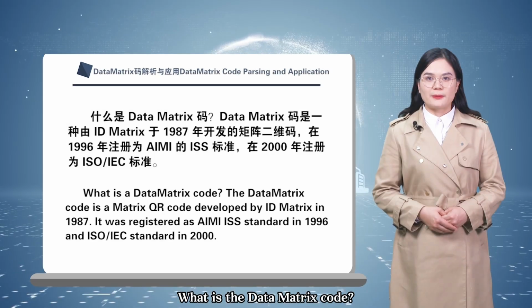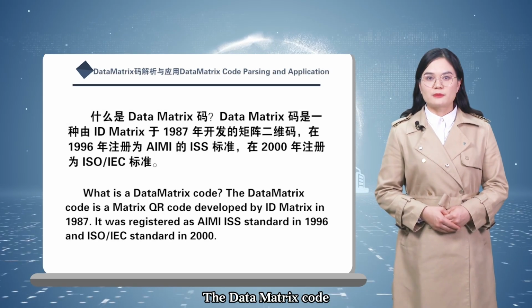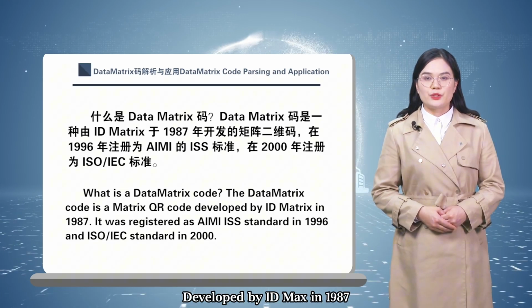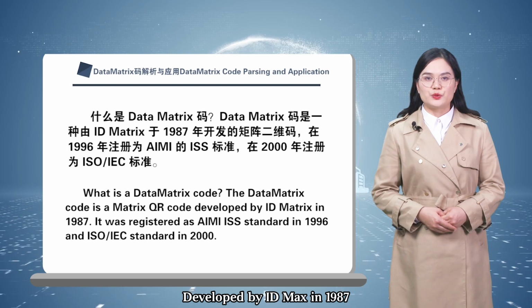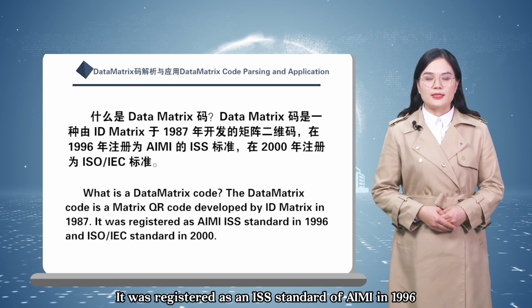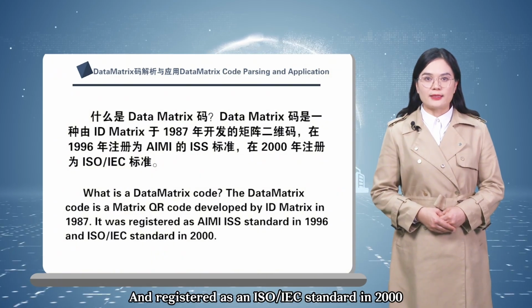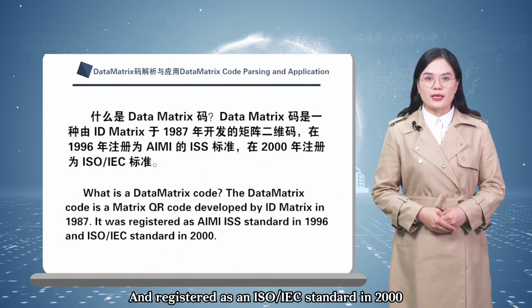What is the DataMatrix code? The DataMatrix code is a matrix two-dimensional code developed by DataMatrix in 1987. It was registered as an ISS standard of AMI in 1996 and registered as an ISO/IEC standard in 2000.